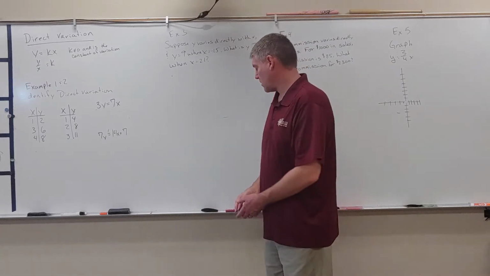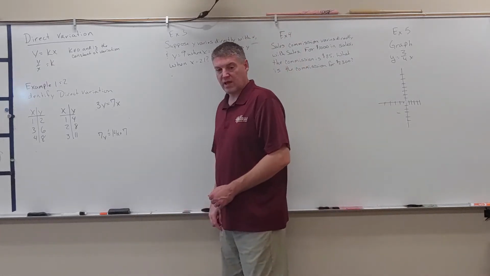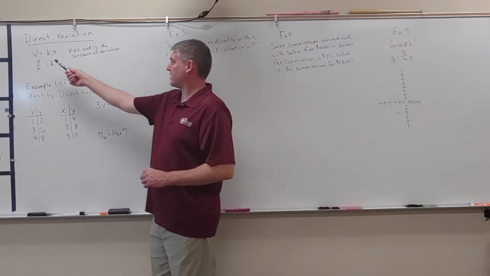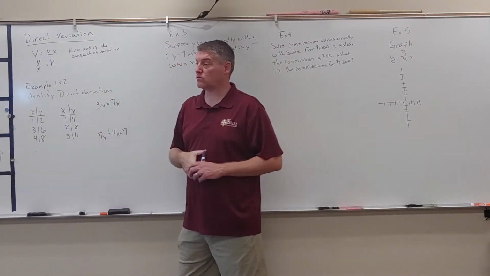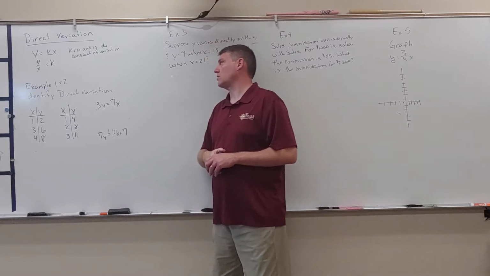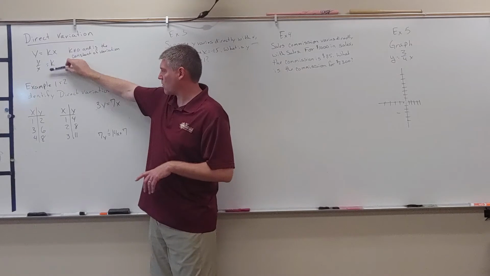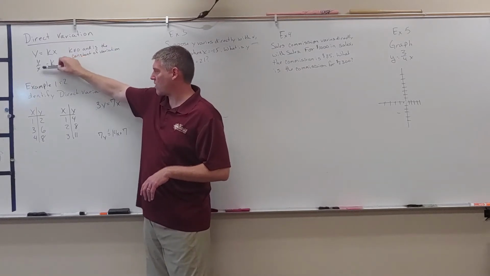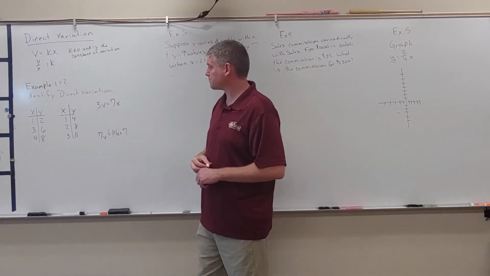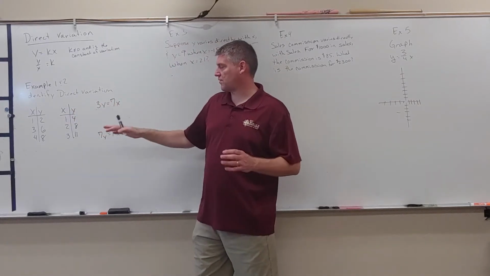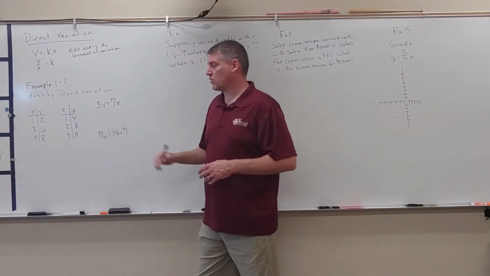Right, we're going to talk about direct variation today. With direct variation, we need to understand what it is. It's y equals kx, where k does not equal 0 and is called the constant of variation. One of the things we want to recognize is that y over x is going to equal our k. So, identifying direct variation both through a table and through an equation.